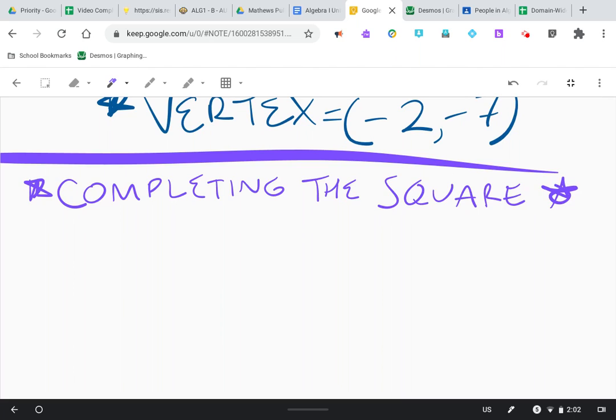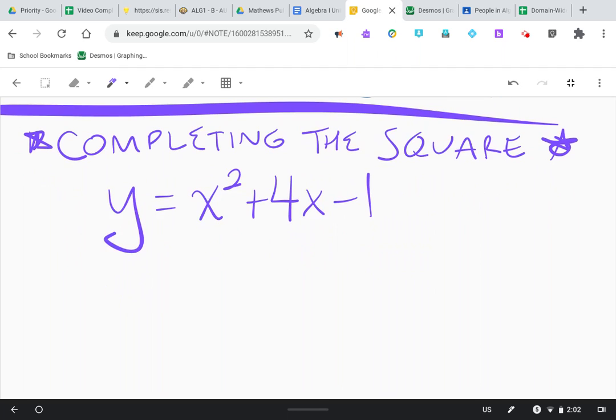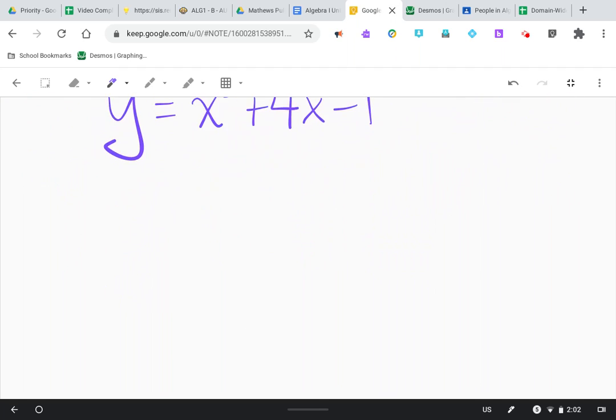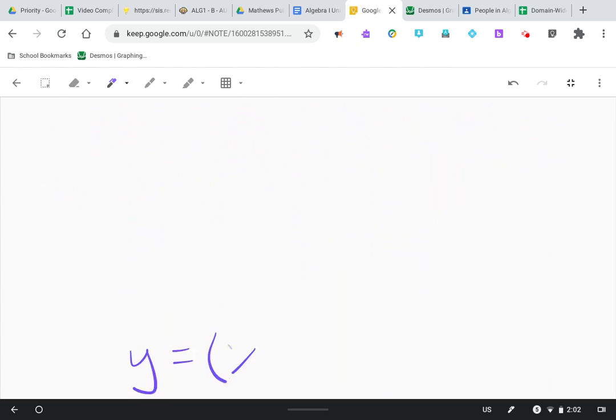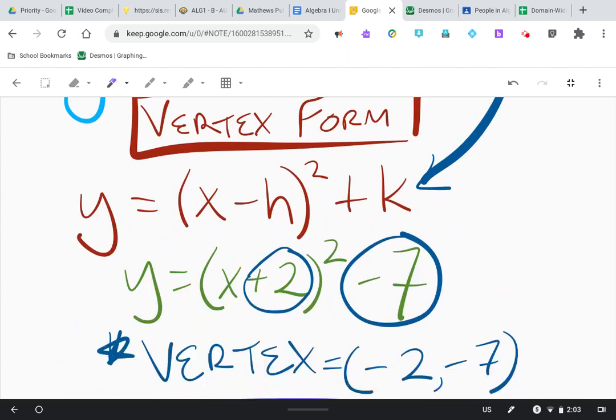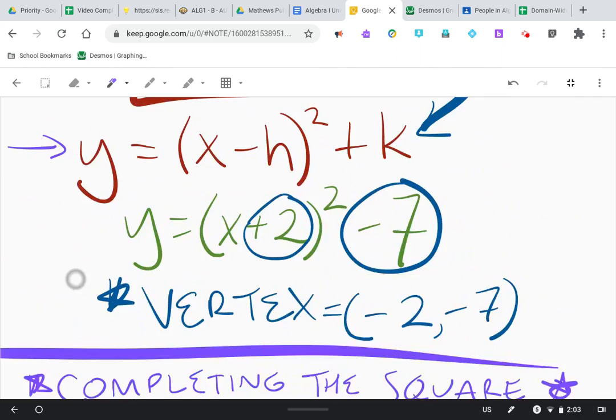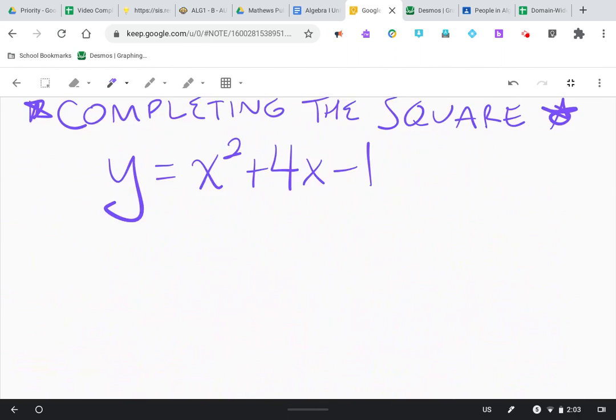So completing the square. Let's give ourselves an equation in standard form. Let's say we get the following: y equals x squared plus 4x minus 1. And when we say we want to complete the square, we are saying we eventually want this to look like the vertex form. We want it to look like this. So in order to do so, we have a couple of steps we have to take.